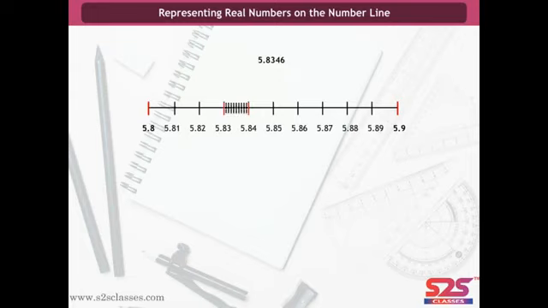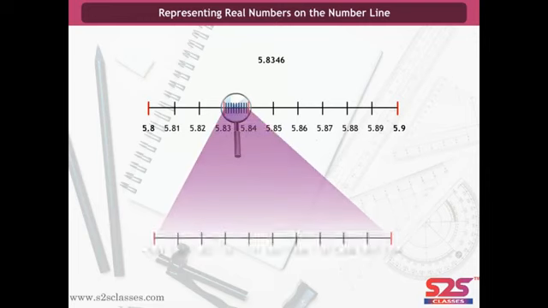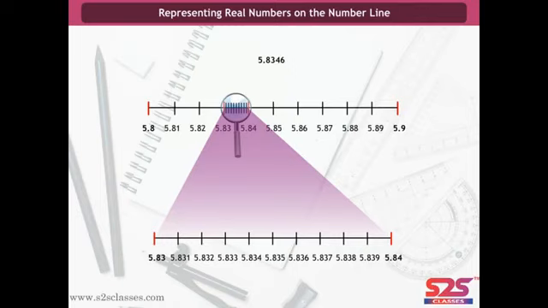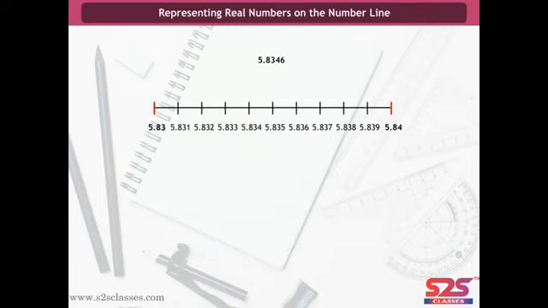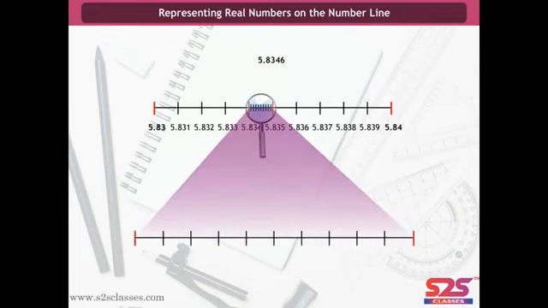Repeat this process. Magnify and divide into 10 equal parts. Go back to 5.8346. We put the three decimal numbers on the number line. 5.8346 lies between 5.834 and 5.835. So divide this interval into 10 equal parts and magnify them. Now we can see 5.8346 on this number line. Thus we get 5.8346 on the number line.